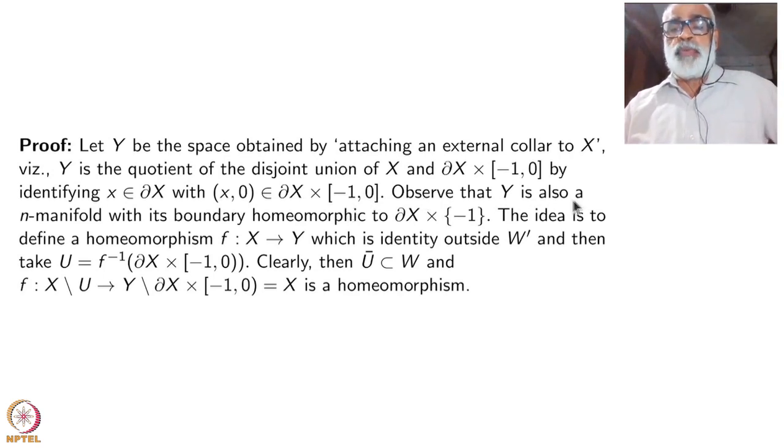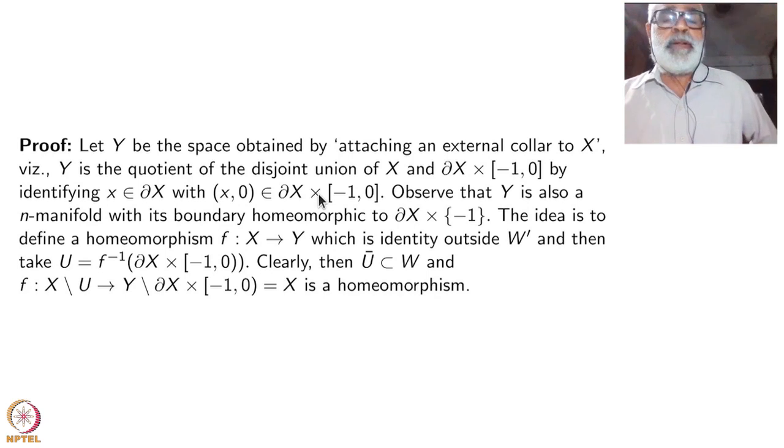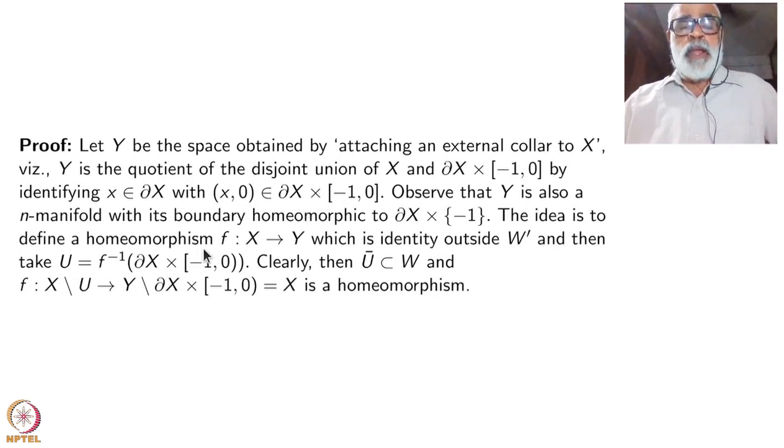Observe that Y is also an n-manifold with its boundary homeomorphic to boundary of X cross {-1} this time. So this portion becomes the boundary now. All the points (x, 0) have become interior points, right? The idea is to define a homeomorphism F from X to Y, which is the identity outside this W prime, and then take U equal to F inverse of boundary of X cross [-1, 0]. Clearly, then U bar will be contained inside W, and X from here to here is a homeomorphism.